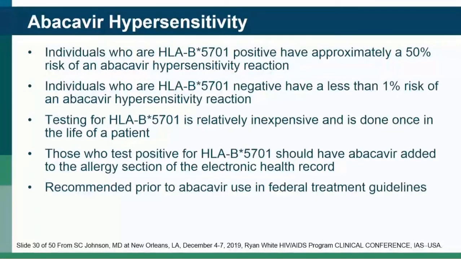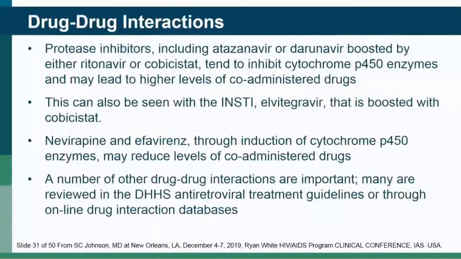And it turns out that individuals who have a specific allele, HLA-B5701, have approximately a 50% risk of an abacavir hypersensitivity reaction, whereas individuals that don't have that allele have less than 1% risk. So I think the ability to test for this particular allele has essentially, for the most part, erased the hypersensitivity issue, and I think is a pretty elegant example of pharmacogenomics.